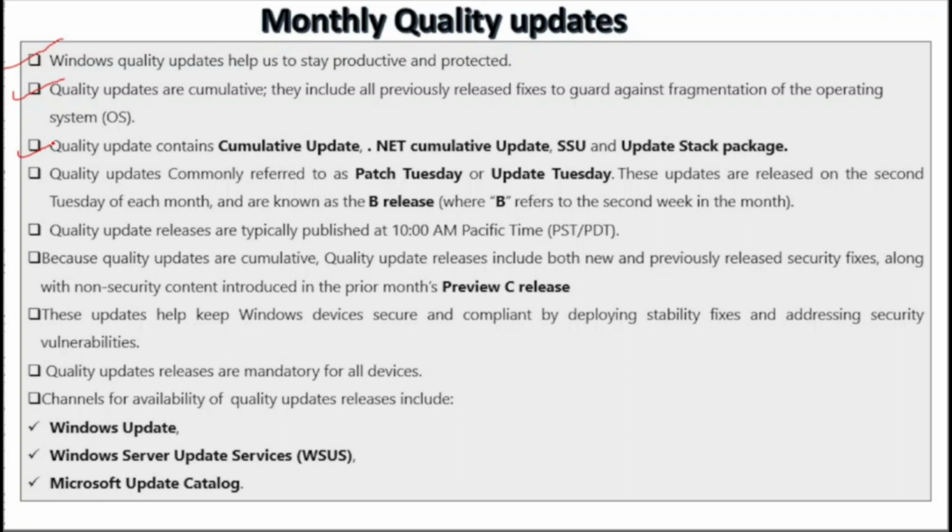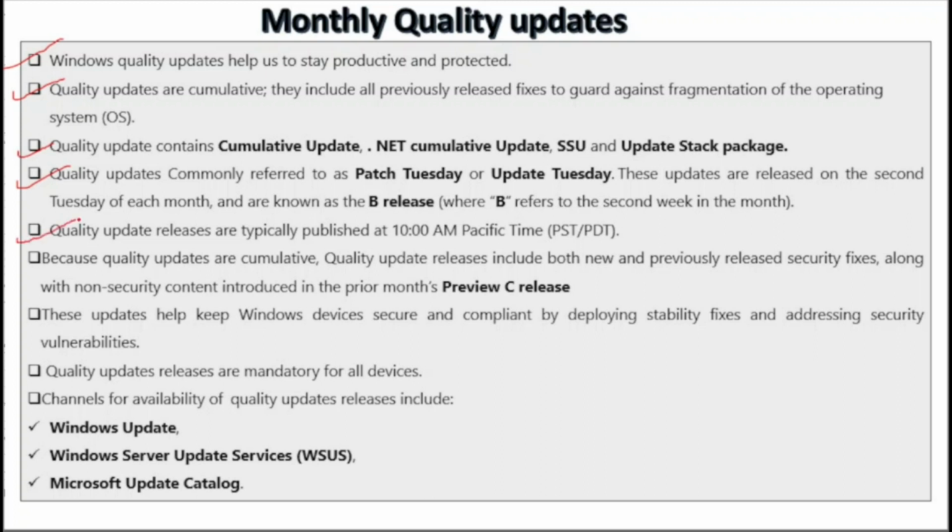Quality updates are commonly referred to as Patch Tuesday or Update Tuesday. These updates are released on the second Tuesday of each month and are known as B releases, where B refers to the second week in the month. Quality updates are typically published at 10 a.m.